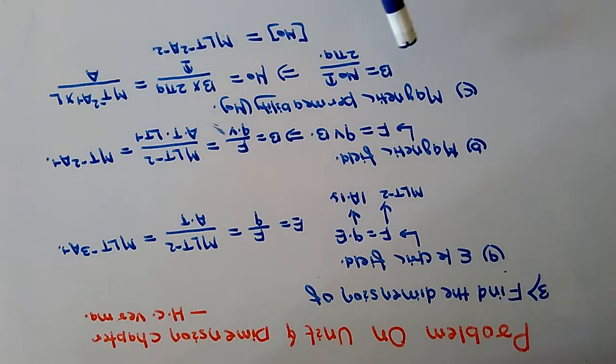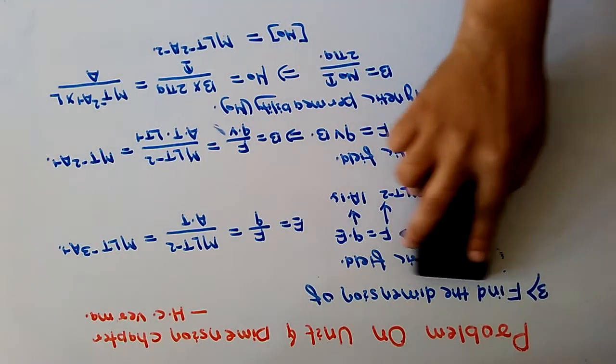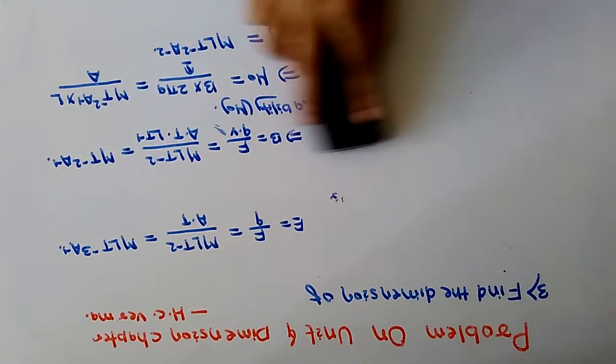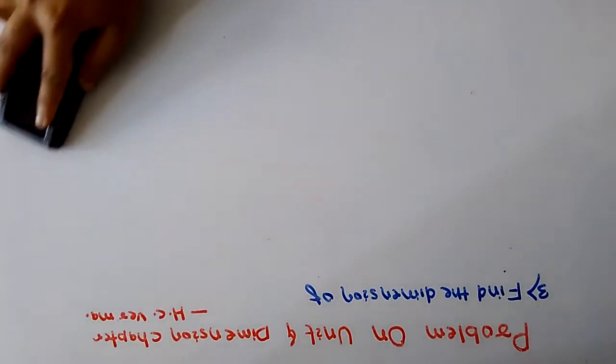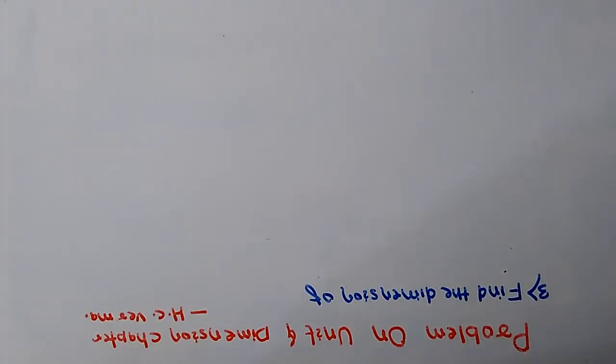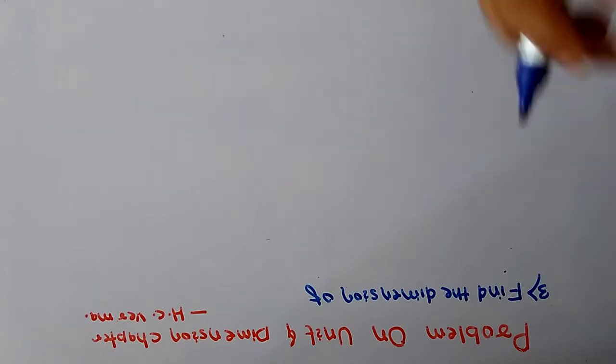And similarly for magnetic permeability, by writing the formula, doing cross multiplication, and substituting each term's dimension, we calculated the dimension of magnetic permeability. Okay, so the next question is question number 4.